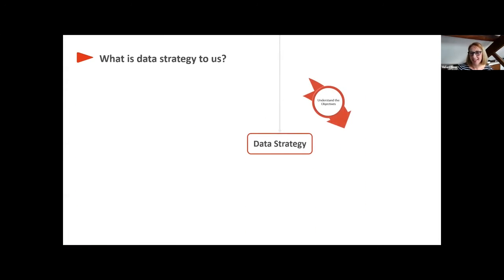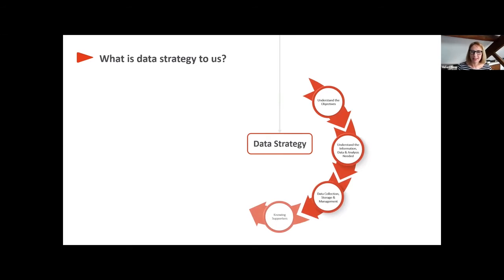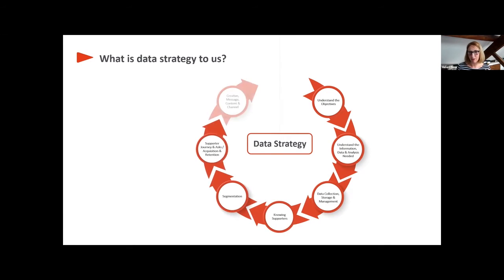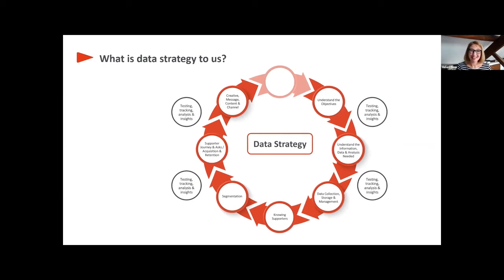So as part of that, I've narrowed down some key elements that I think make up, in my view, a data strategy for individual giving fundraising. And we're going to talk about each of these little bits in more detail. But just to run through, understanding the objectives. We'll then go on to understanding information, data and analysis that will be needed. We'll have a quick think about data collection, storage and management, because it's very important. But then going on to how we actually start to understand and use our data, knowing our supporters, segmentation, supporter journey asks and acquisition and retention as part of that, and then creative message, content and channel.